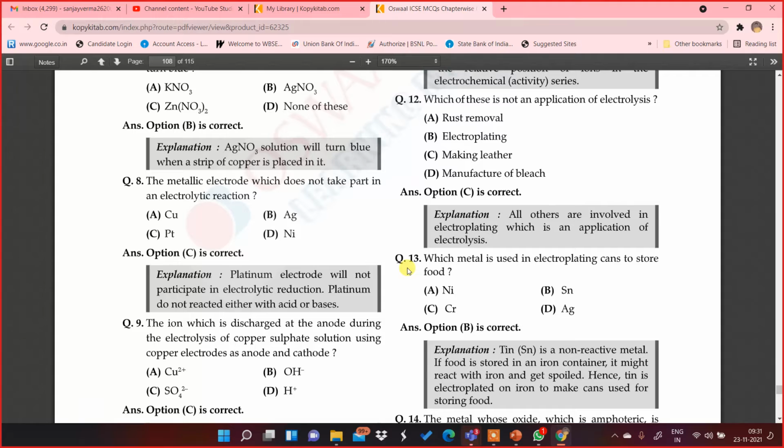The answer is tin metal. Have you heard of tin? The reason is given correctly over here. Tin is a non-reactive metal. If food is stored in an iron container, it might react with iron and get spoiled. Hence, tin is electroplated on iron to make cans used for storing food.